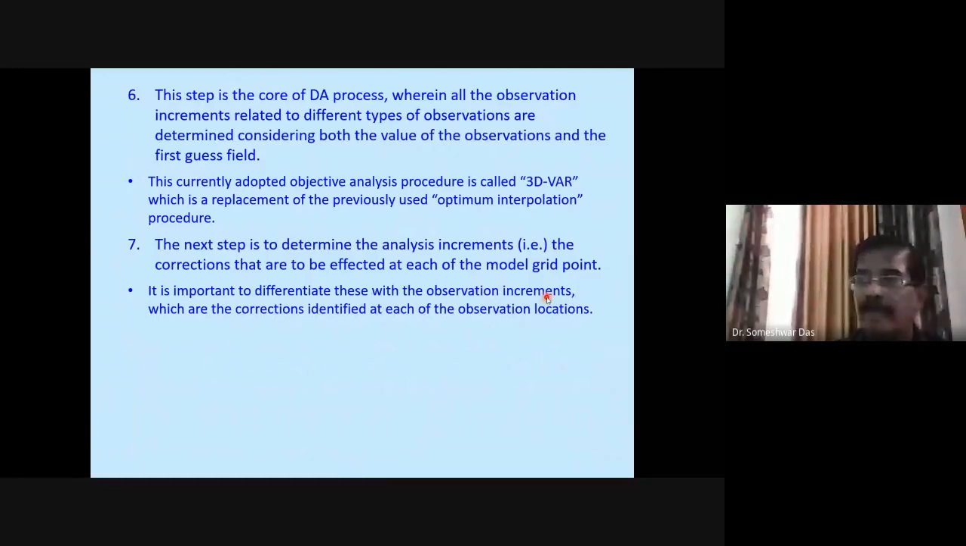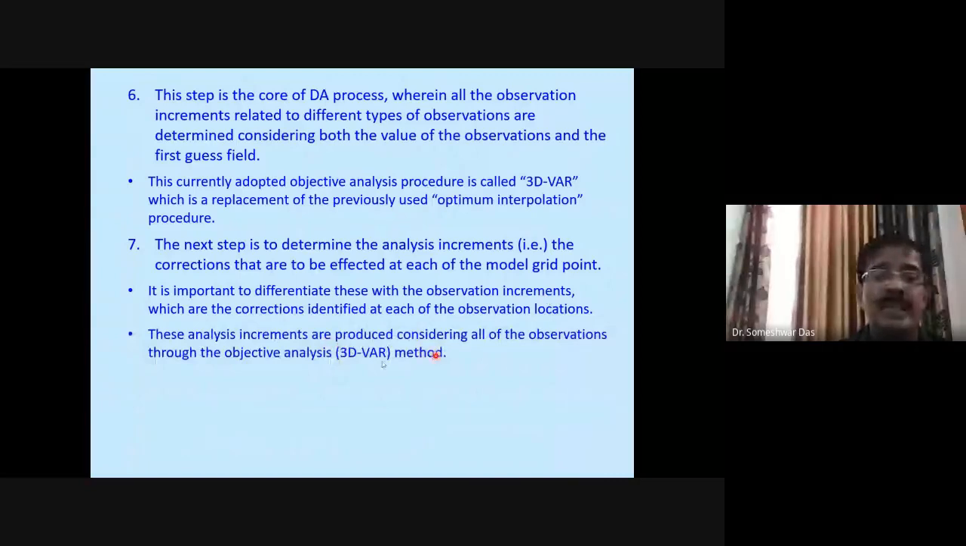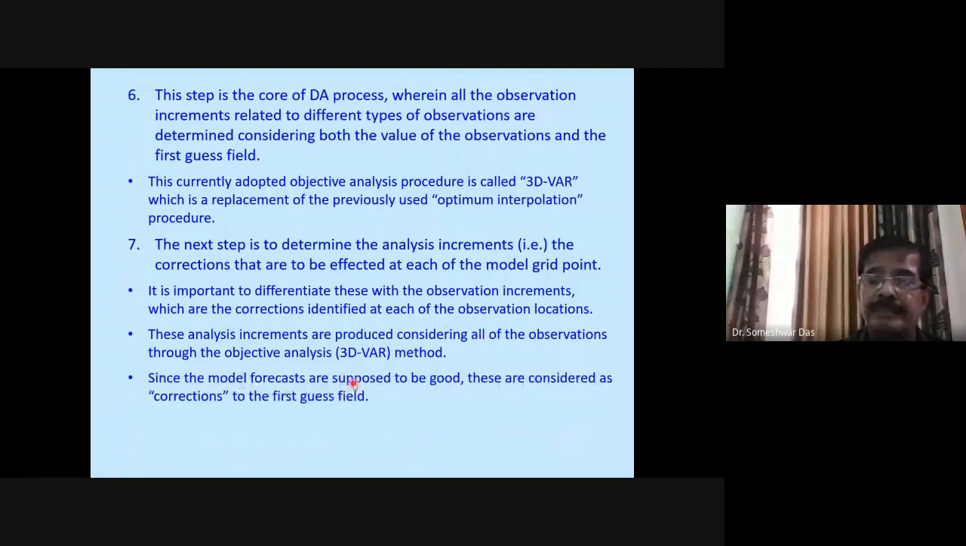Because you are trying to interpolate your forecast field, background field, or first guess from the model grid to the observation location, and then calculate the observation increment. Whereas analysis increment is at the analysis point of the model. These analysis increments are produced considering all of the observations through the objective analysis 3D VAR method. Since the model forecasts are supposed to be good, these are considered as corrections to the first guess. That means your analysis increments are basically corrections to the first guess.